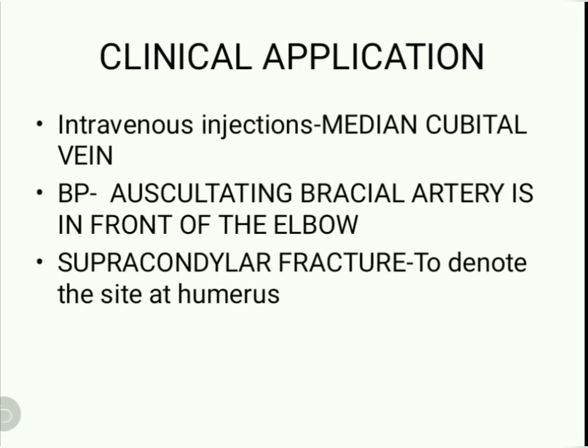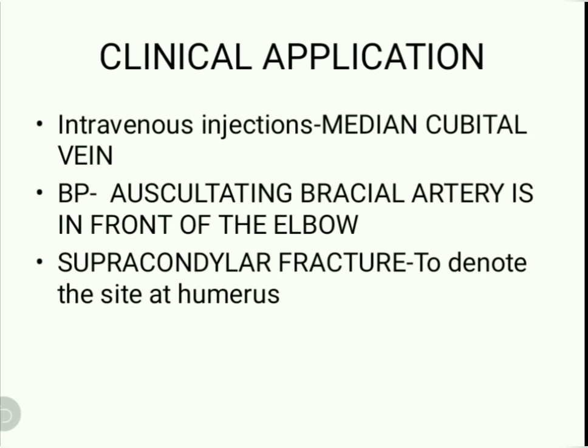The median cubital vein, which is in the cubital fossa, is the vein of choice for intravenous injections. Now blood pressure. To record the blood pressure, we need to auscultate the brachial artery. We will find the brachial artery in front of the elbow joint. So the cubital fossa is an important part because we can record the blood pressure of a person by auscultating the brachial artery in that area.